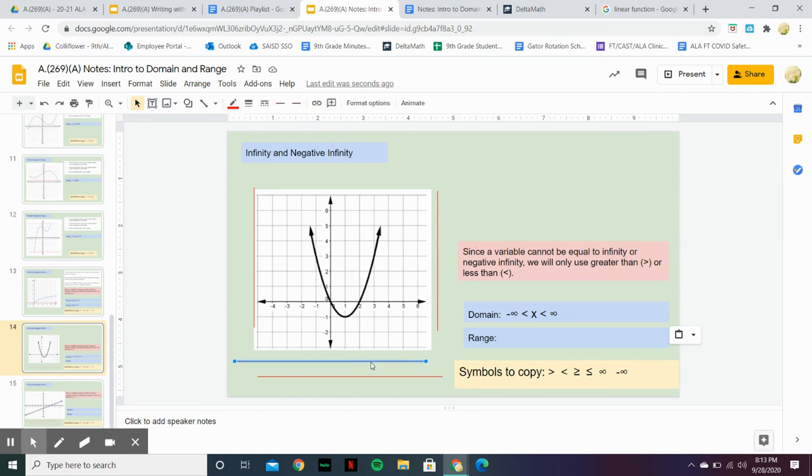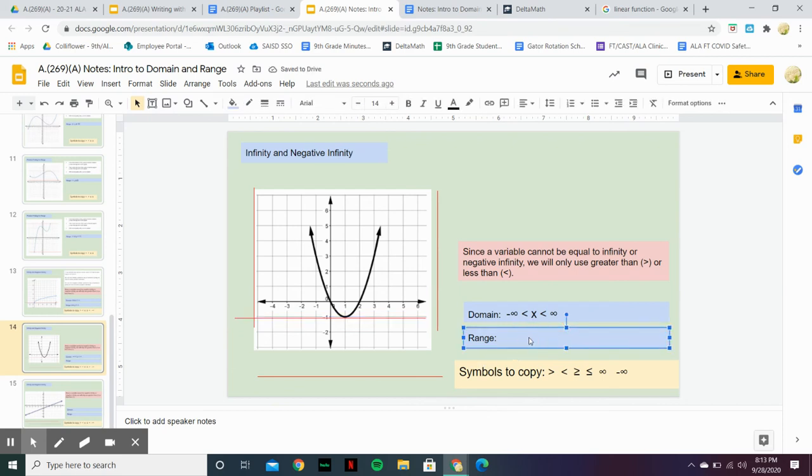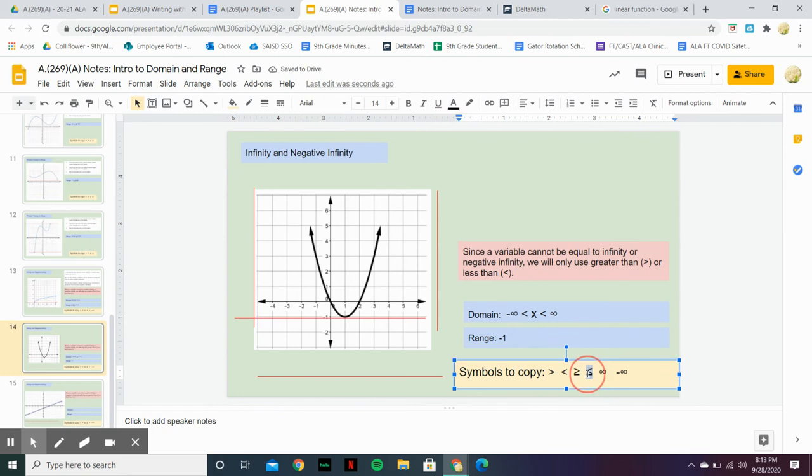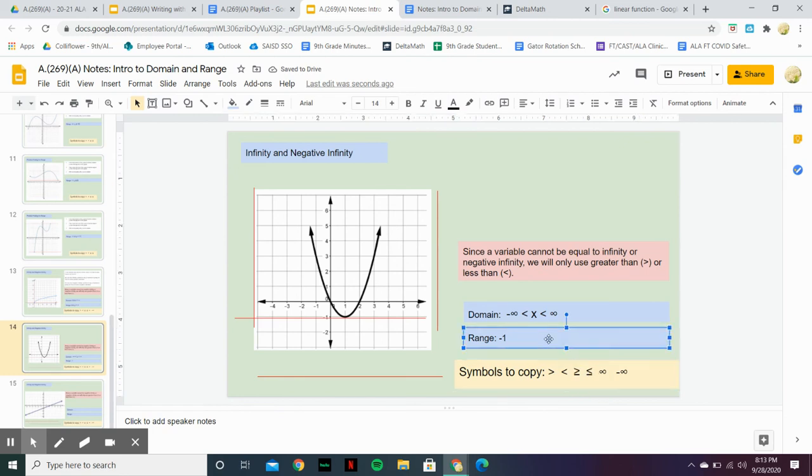Now the range is different because if I look at my range, I can see the smallest y value is here at -1. There is no open circle there, so I can assume that it is a closed circle. So my range begins at -1. And since it could be equal to -1, I'm going to use the less than or equal to symbol. -1 is less than or equal to y, which is my variable for range.